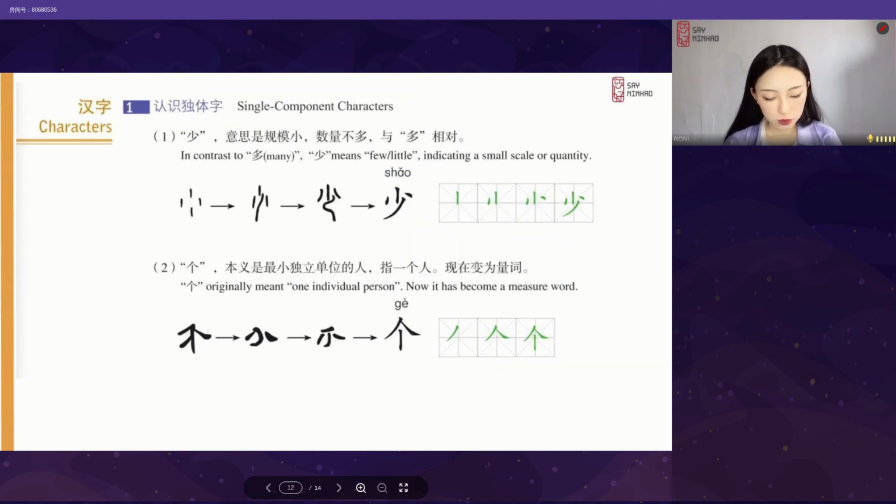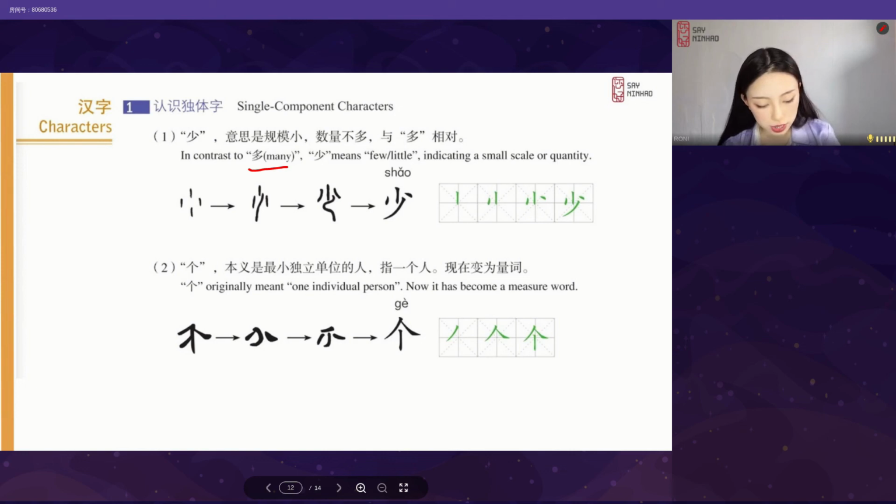Okay, now let's move on to the next part, which is the single component characters. Let's try to write it. First one is 少, 多少, 少. It means small, okay? Small. And it is opposite to many, 多. And it actually looks like 小, which means small.